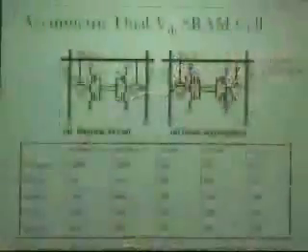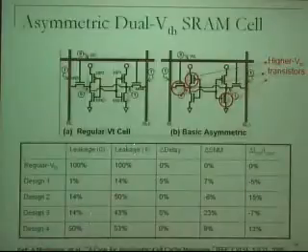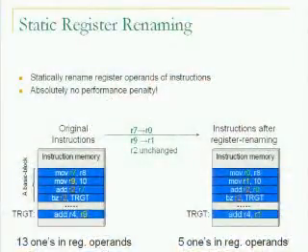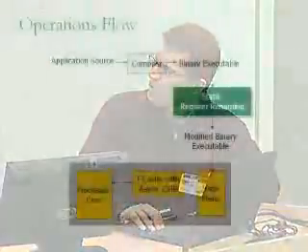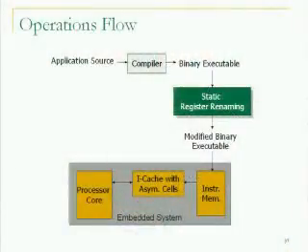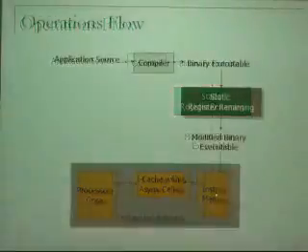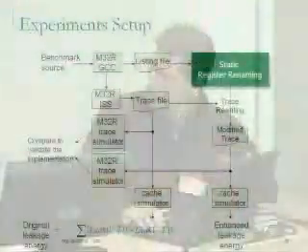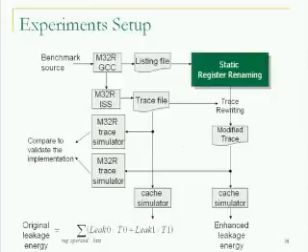They proposed 4 designs, and these are the normalized leakages, the first and second column. This is the normal cache, and these are designs 1, 2, up to 4. These are the best 4 designs of them. And we basically do register renaming again: you get the application source, compile it, run the static register renaming and store the result in instruction memory. If your instruction cache is designed with asymmetric SRAM cells, you get some leakage saving.